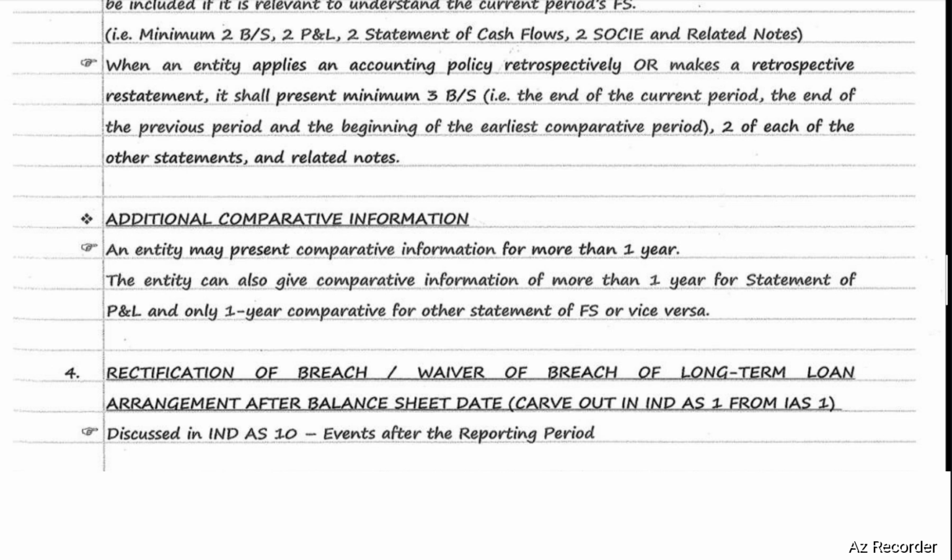Rectification of breach or waiver of breach of long-term loan arrangement after balance sheet date. This is a carve out from International Accounting Standards 1. This will be dealt as per Ind AS 10, events after reporting period.